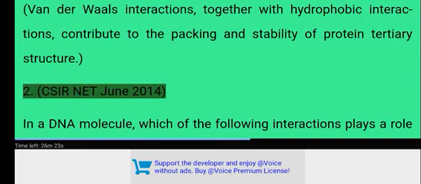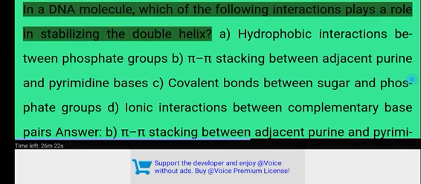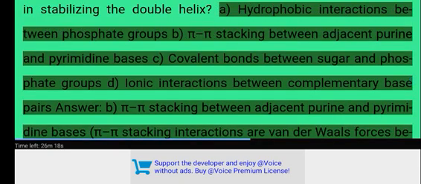2. CSIR NET June 2014. In a DNA molecule, which of the following interactions plays a role in stabilizing the double helix? A. Hydrophobic interactions between phosphate groups. B. Pi-pi stacking between adjacent purine and pyrimidine bases. C. Covalent bonds between sugar and phosphate groups. D. Ionic interactions between complementary base pairs. Answer: B. Pi-pi stacking between adjacent purine and pyrimidine bases.